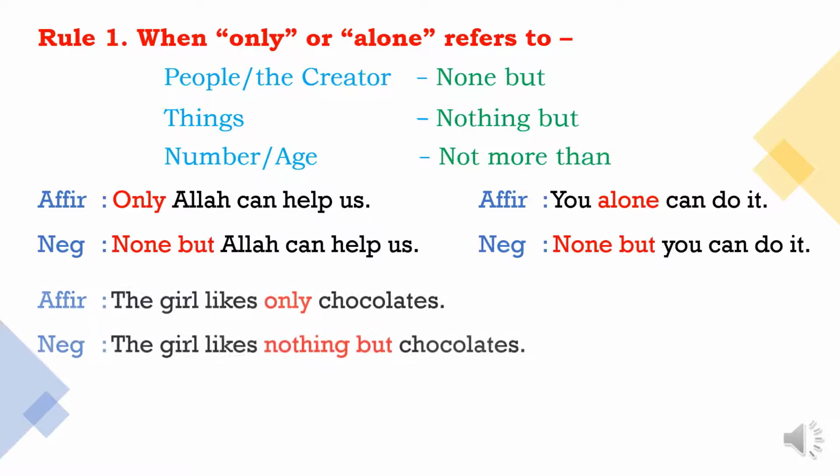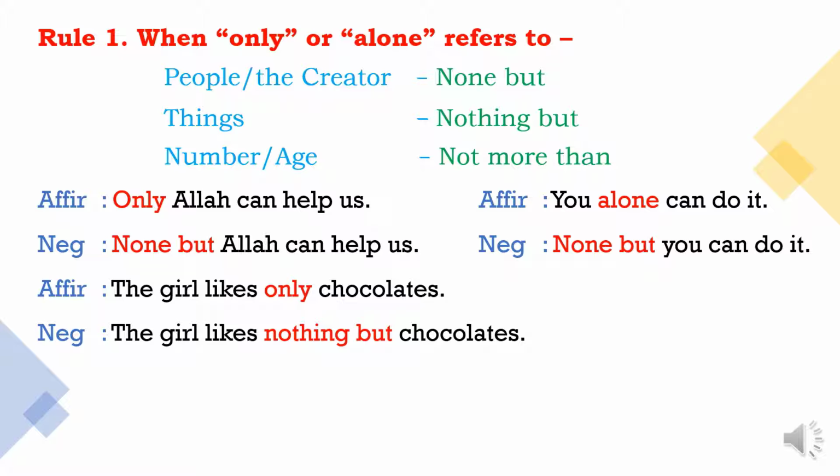Let's see another example. The girl likes only chocolates. If you notice here, in this sentence, the word only refers to chocolates. That means an object or a thing. And according to the rule, we know that if only refers to things or objects, then we have to use nothing but instead of only. And that's why in this sentence we have used nothing but instead of only, and the sentence becomes the girl likes nothing but chocolates.